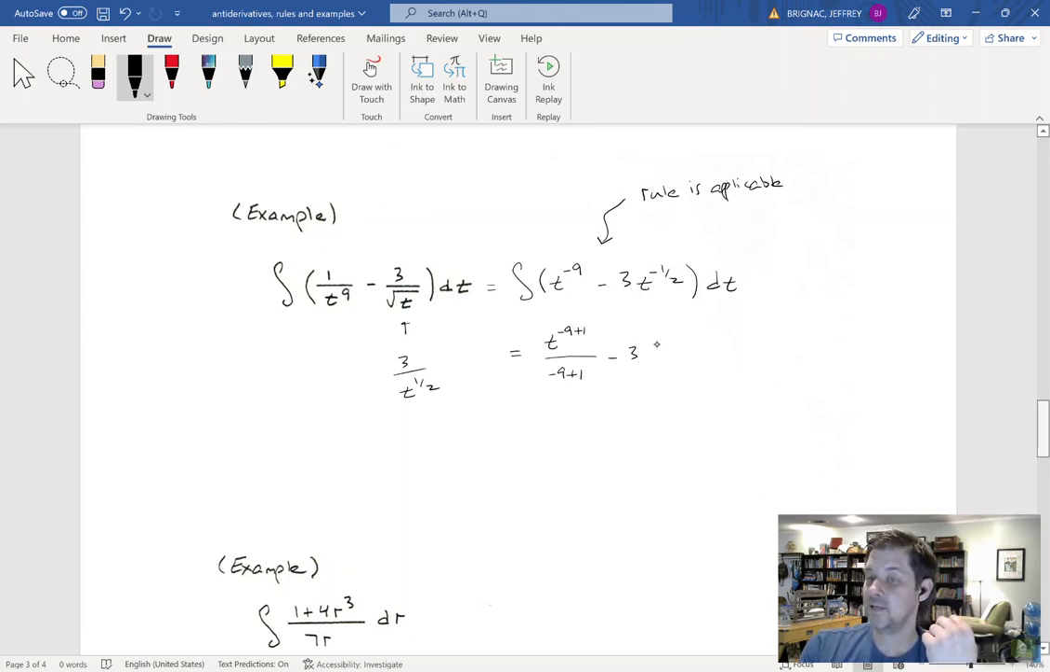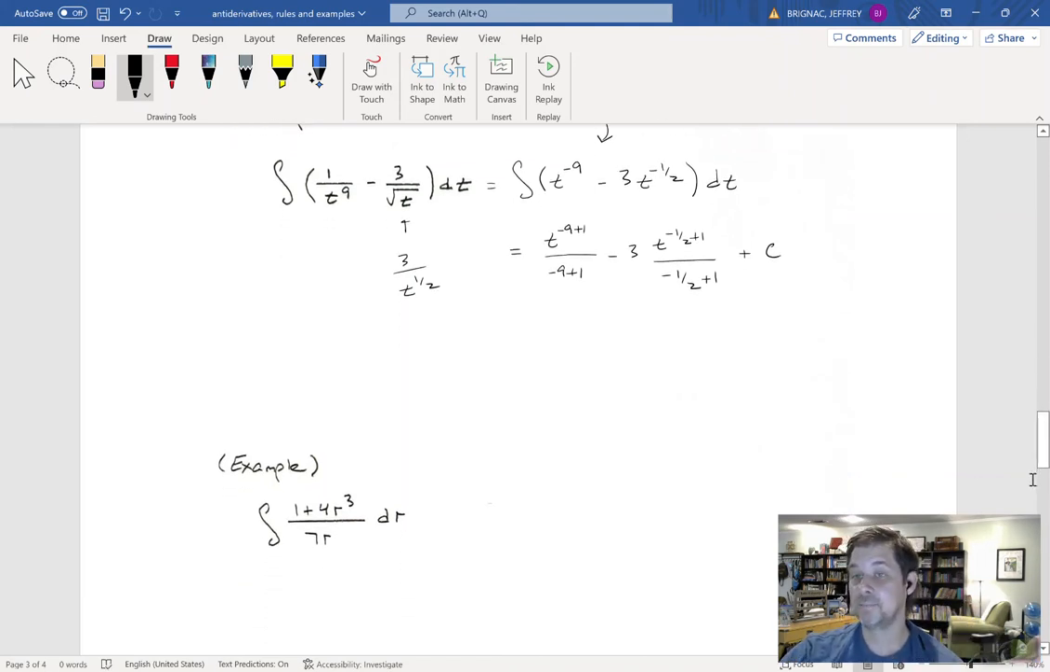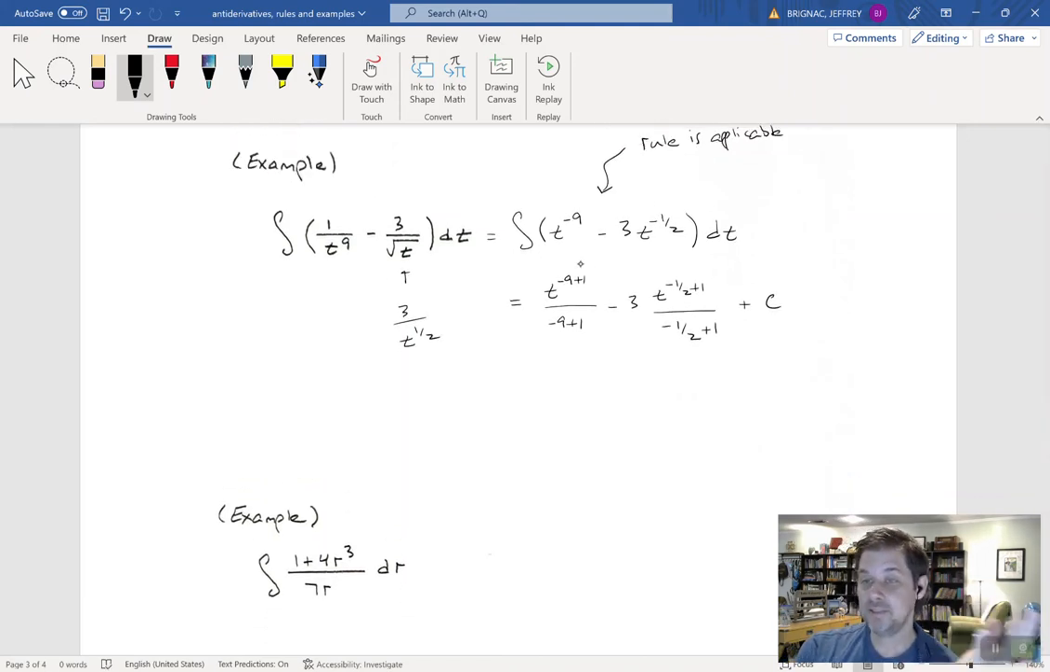And then same thing right here. I add 1 to that power, and then I divide by that same number. And then I add my constant of integration. Okay, looks like I got it. I just need to clean this up a little bit. Let's see, so I do in fact know some of these numbers. Like I can tell you what's -9 plus 1. That's going to be -8.